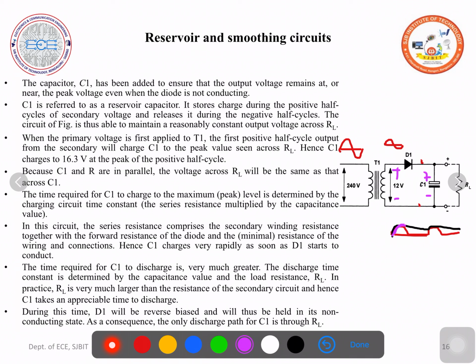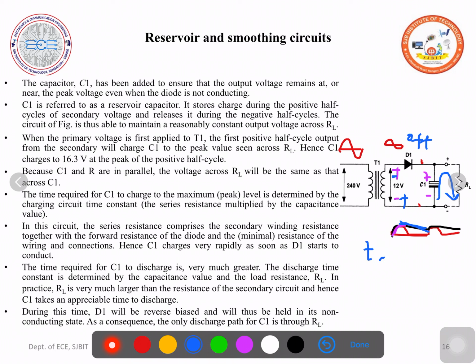In the negative half cycle, upper terminal will be negative, bottom terminal will be positive. The diode is reverse biased. No current flows. You can replace the diode by an open circuit. Now the discharge path for the capacitor is like this. Capacitor starts to discharge through RL. If RL is of very high value, capacitor takes more time to discharge.